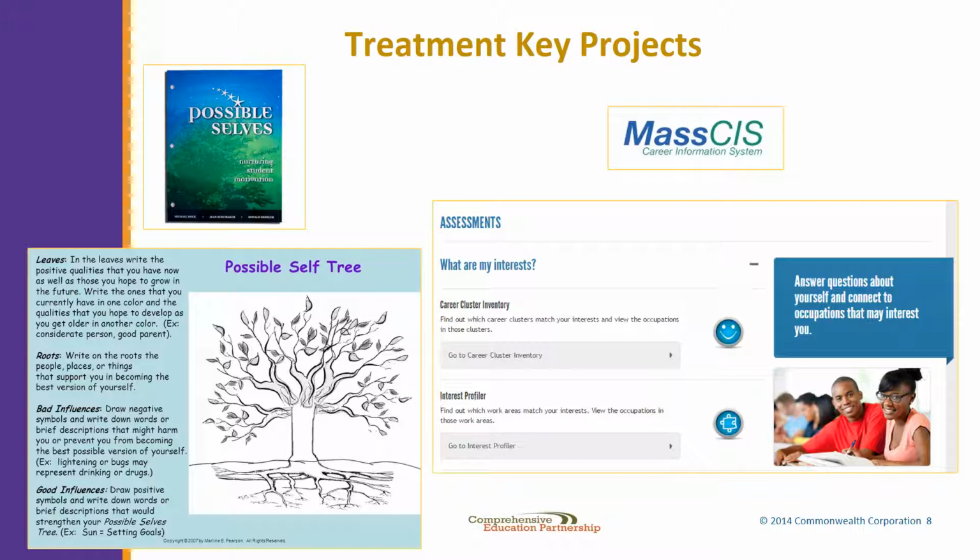Through MassCIS, students will complete self-assessments and complete research on career fields and specific jobs, learning about what the jobs are like on a day-to-day basis, what the job prospects are in that career field, and what they have to do to enter into that career field and be successful.